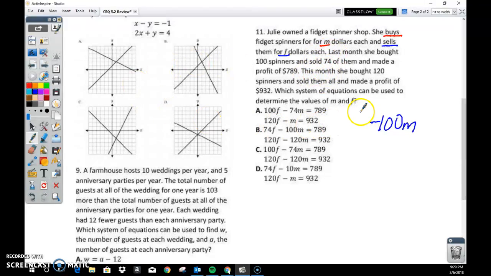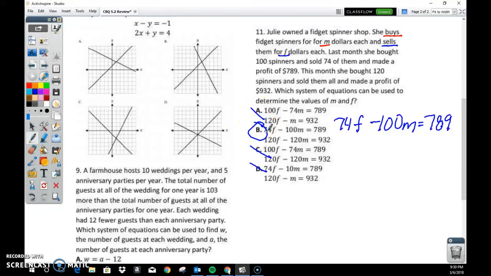So 74 times F, because that's how much she sells them for. And so her profit was $789. So 74F minus 100M equals 789, so that one's good. 74F minus 10, that one's no good. And that one's no good, and that one no good. I guess the answer would be B.